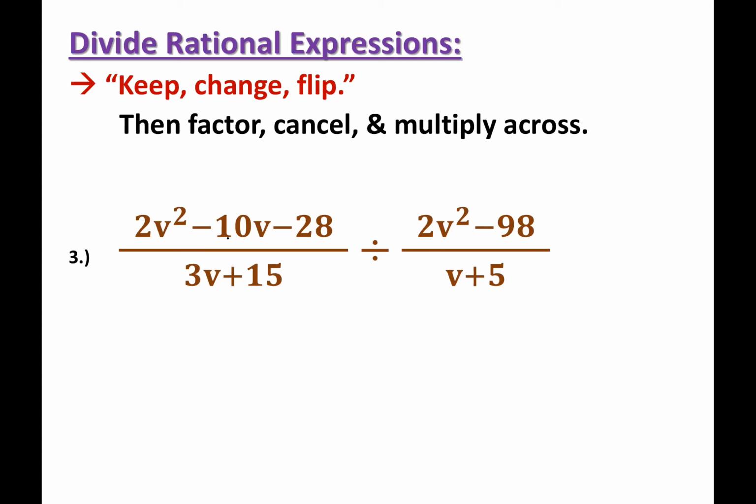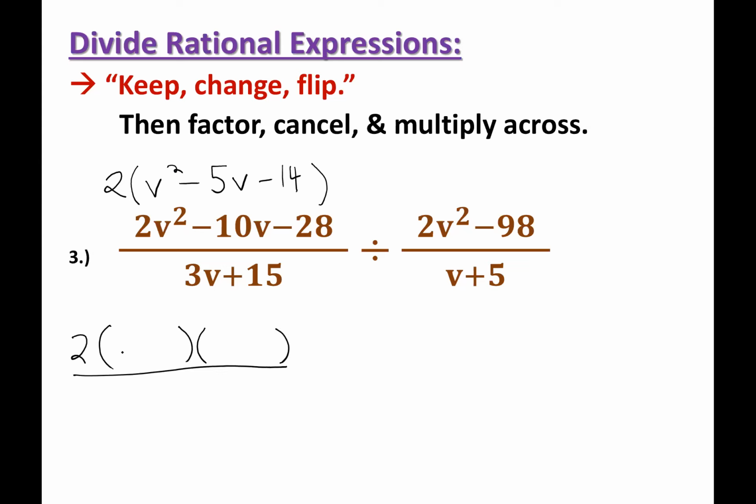2v squared minus 10v minus 28. Let's see if we can factor that. It starts with a 2. I'd like to see if there's a common factor of 2 we can start with, and as it turns out, there is. So I'll start by factoring out a 2. That leaves us with v squared minus 5v minus 14 because we're dividing each of those numbers by 2. And then that trinomial, v squared minus 5v minus 14, can be factored even more.